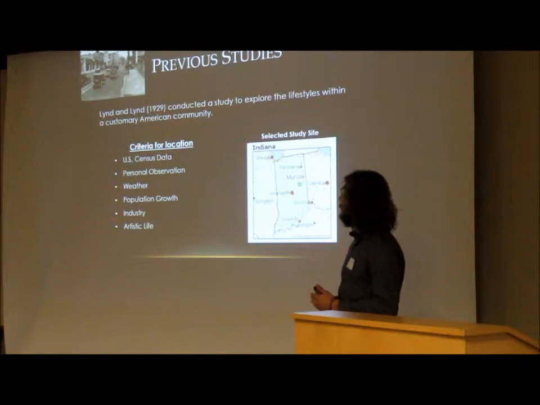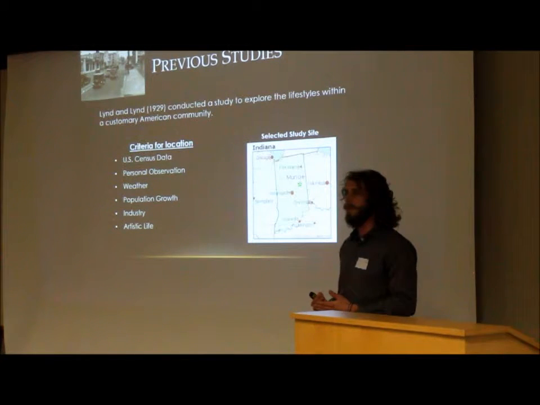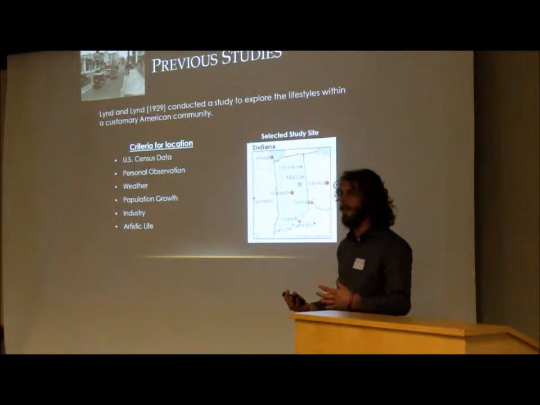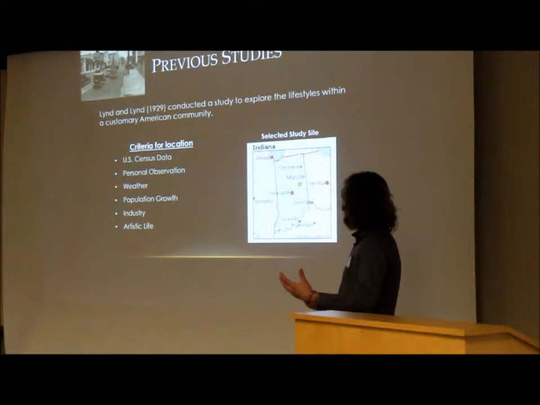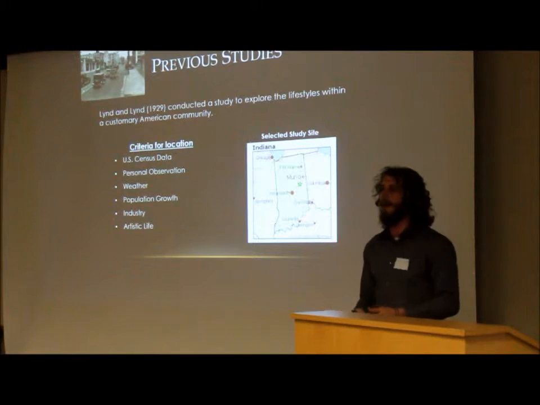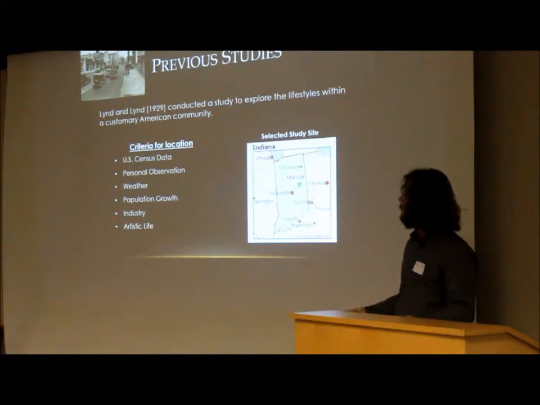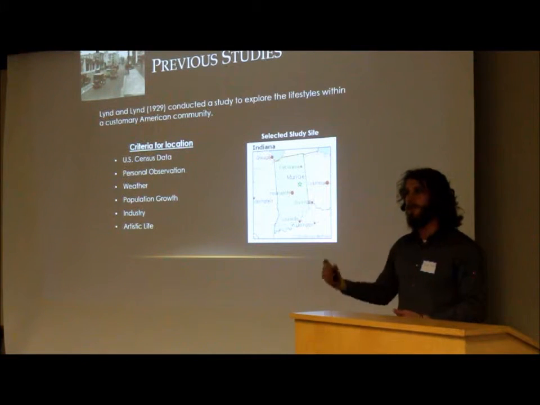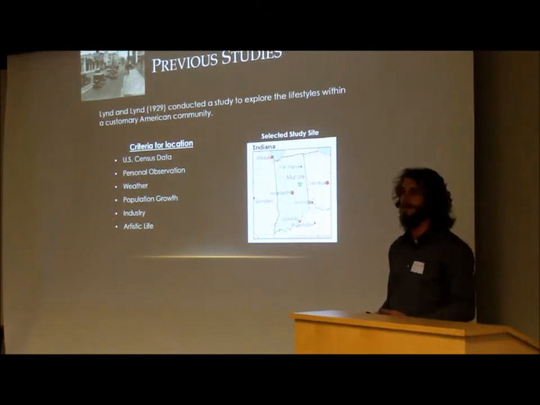They did, however, use US Census data in the selection of their sample site. They factored in the weather of the different areas. They looked at population growth. They looked at the industry of the city and the artistic life of various cities. They looked mainly across the Midwest, and they came up with Muncie, Indiana as their ideal sample site, which they deemed Middletown in their study. But most of it was done off of personal observation, because it was conducted in 1929.